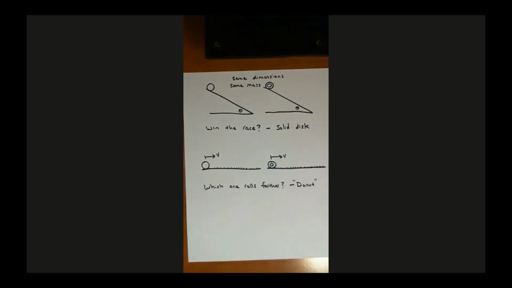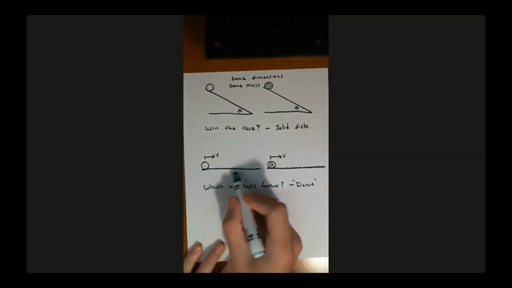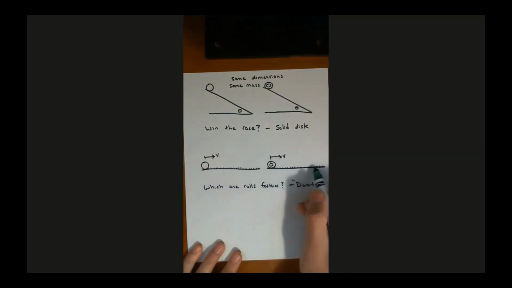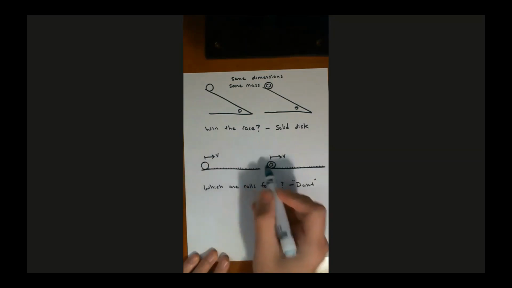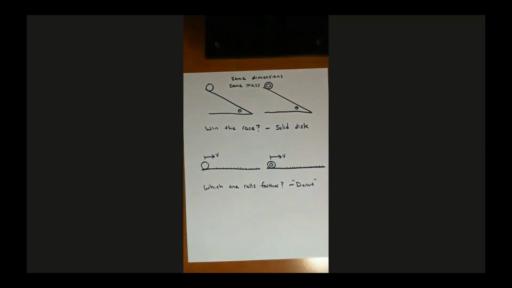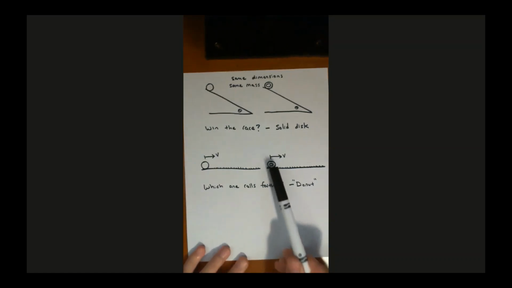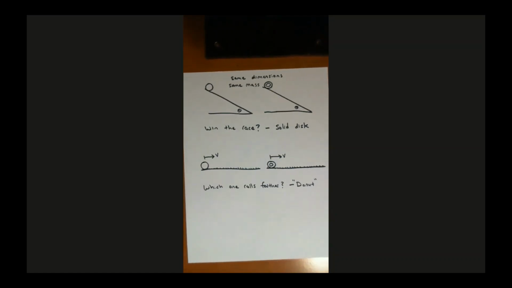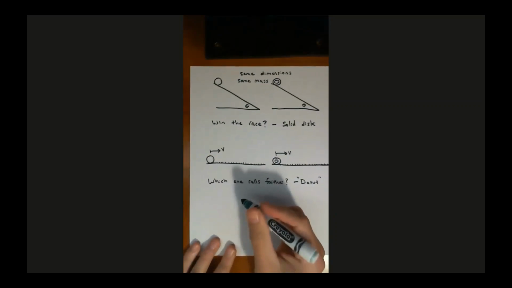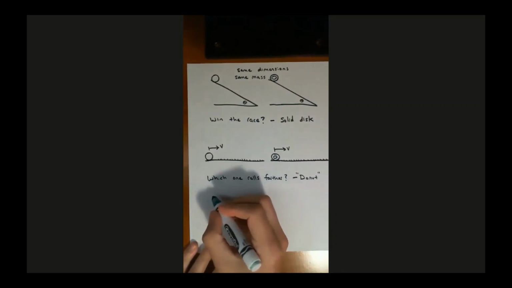Anyway, back to this. The question was, which one's going to roll farther before coming to a stop, given the same velocity, the same dimensions and stuff? And the answer 10 times out of 10 is going to be this donut shape, all right? And the reason for both of these is because the donut shape has a higher moment of inertia.